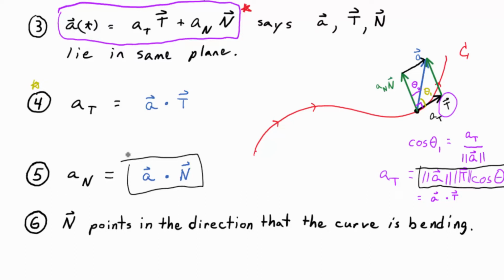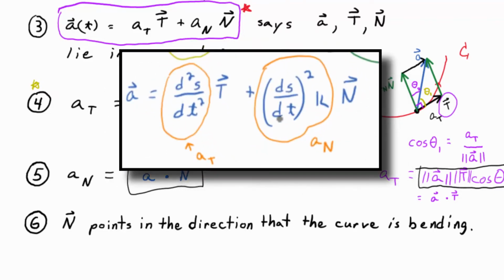Okay, and then number 6 is what I've been talking about that I haven't proved yet. N points in the direction that the curve is bending. In other words, the question is, why does n point in the same direction as the vector in green right here? Why not the other direction? Well, okay, let's go back up here and let's look at what a sub n equals. ds dt squared, the speed squared, times the curvature, right?